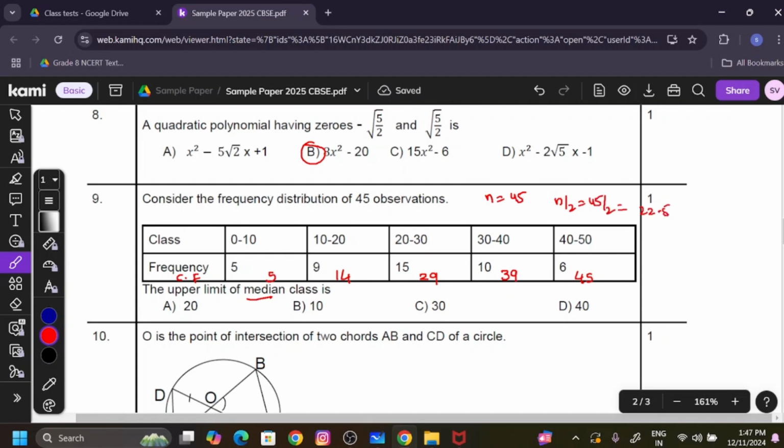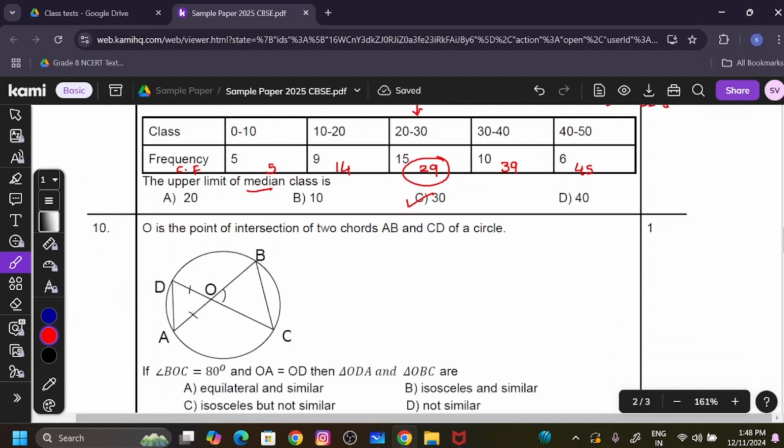Now see, 22.5 lies in which interval here? This is up to 5 observations, this is up to 14, and this is up to 29. So 22.5 lies in the one up to 29. For this, the class is 20 to 30, and for this class interval the upper class limit is 30. So our answer should be C, 30. Okay, go for the next question.